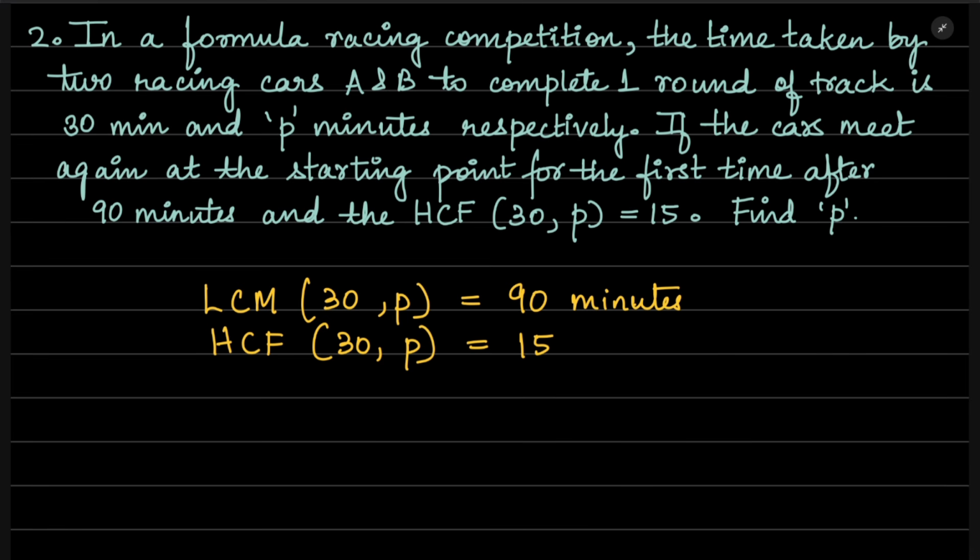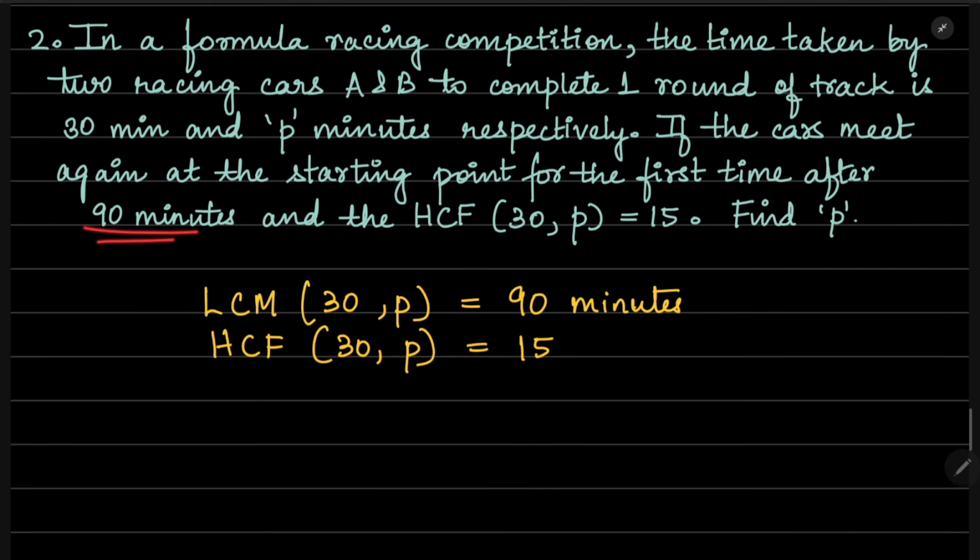You have to know that since the cars meet again at the starting point after 90 minutes, the LCM of 30 and P is 90. Normally this 90 minutes is the value that most of the questions will ask you to calculate. The time taken for B to complete one round will be given to you, and 90 will be the value which will be asked. But here it's the other way around.